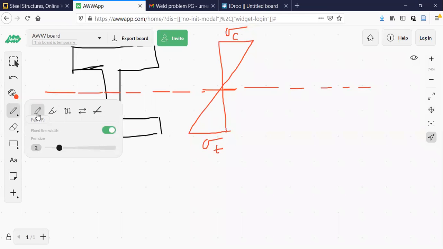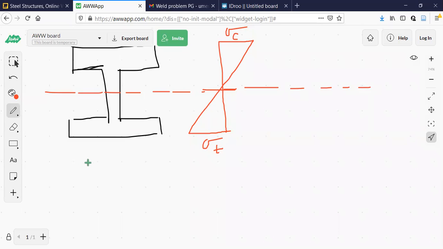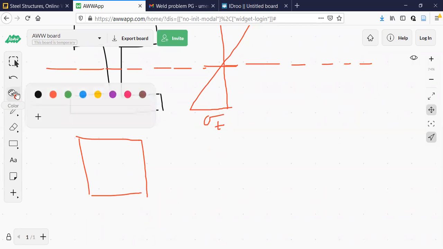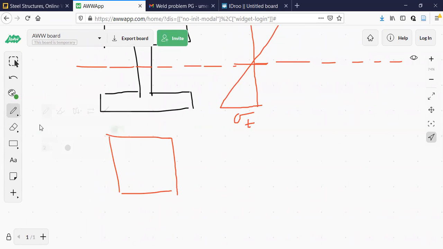There is one more big problem. So I'll draw one more figure. It is a simple, I can say, rectangle. It is a simple rectangle here. This is the neutral axis or whatever you call it, say centroidal axis.